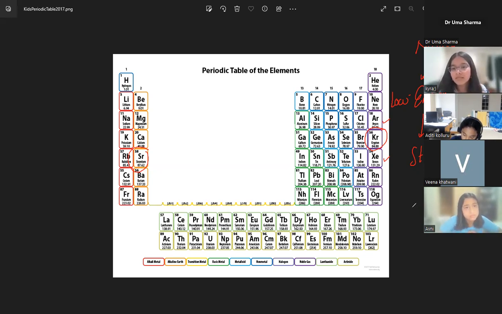So which one has high energy? Sodium or sodium plus? Can you repeat the question? Which one has high energy? Sodium or sodium plus? Sodium. Sodium has high energy.